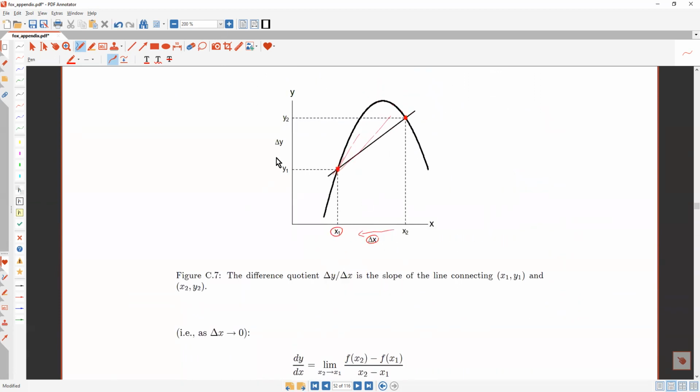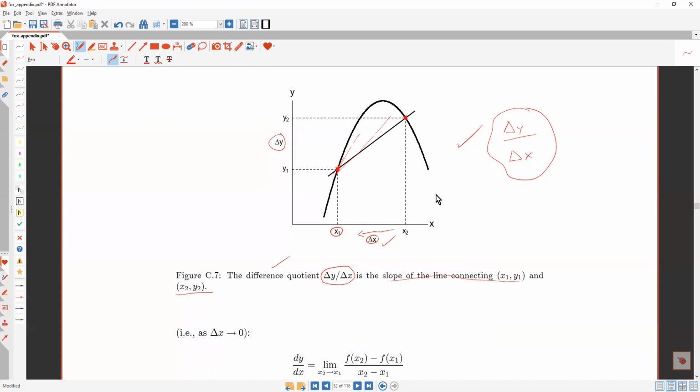What we have up here is the idea of a difference quotient, and that's the slope of the line connecting x1, y1 and x2, y2. So this here, change in y over change in x, is called the difference quotient. But so far, when we look at the difference quotient, we're still in the realm of what we're going to call just ordinary mathematics, right? There's no real calculus going on here. We're just observing the change in x and the change in y.